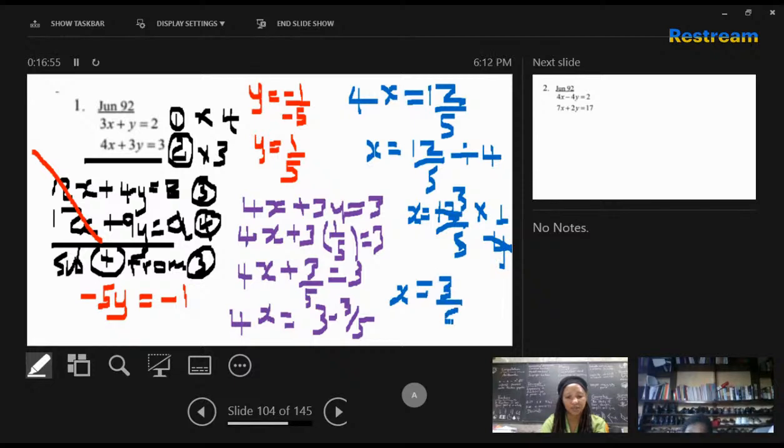Check those answers for me. If y is 1/5 and x is 3/5, plug those in. 4 times 3 over 5 plus 3 times 1/5 gives 3 for the second equation. Plug it into the first equation too. I got them, those are correct.